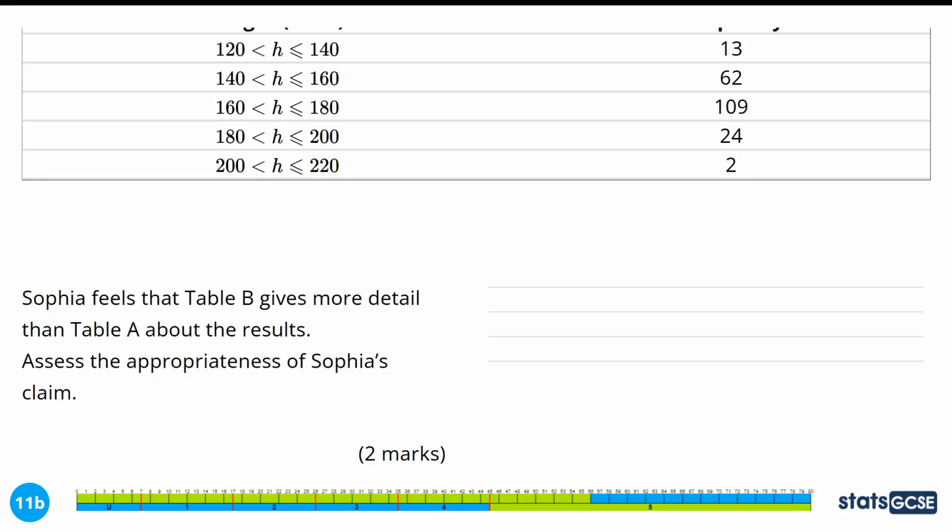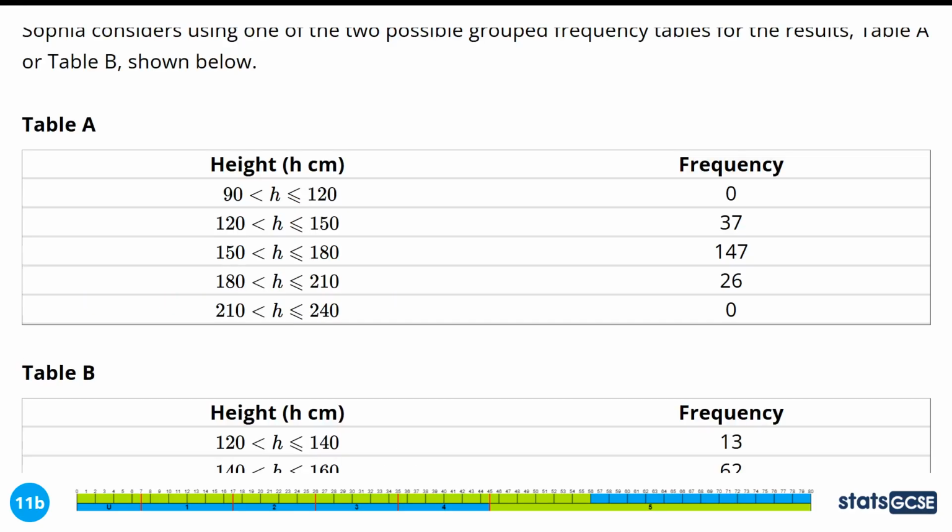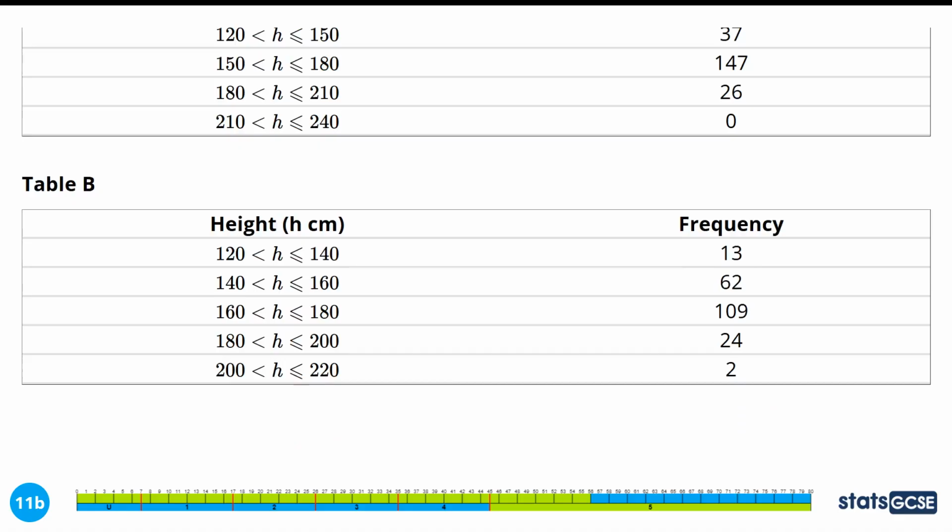Assess the appropriateness of Sophia's claim. Looking at Table A, there is no frequency for 90 to 120 or 210 to 240, so all the data is squeezed into the 120 to 210 range. But looking at Table B, there are 13 in the first group, 62 in the second, 109, 24, and then 2 in the last one. So the data is more spread out.